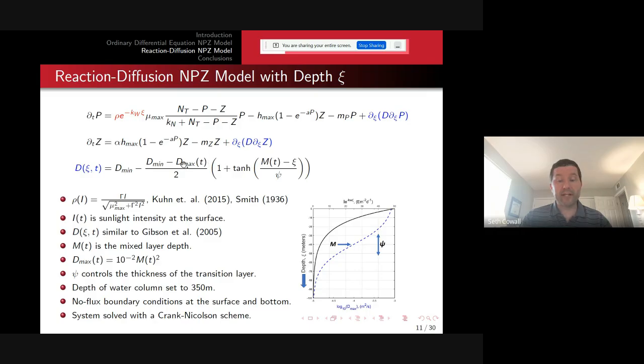And of course, D max would be the diffusion in the mixed layer, and D min would be the diffusion in the lower ocean. We're just using diffusion as a proxy for turbulent mixing. Physically speaking, it's not really the same thing, but the end result is the same. Things get spread out. Okay, so that's how we augmented our original model.